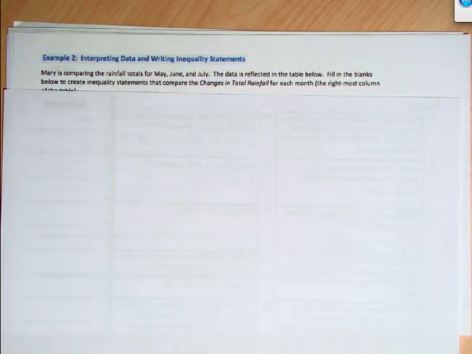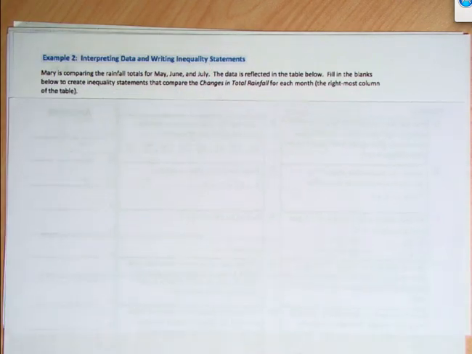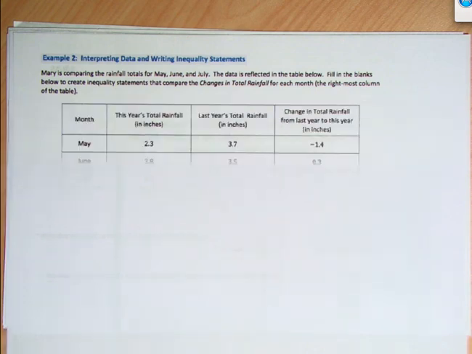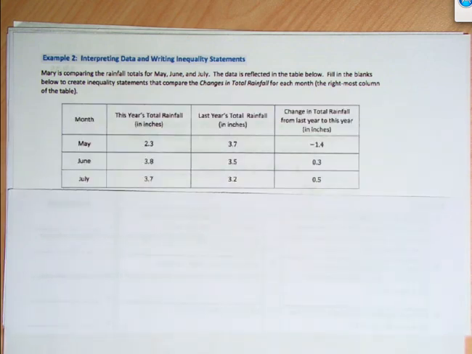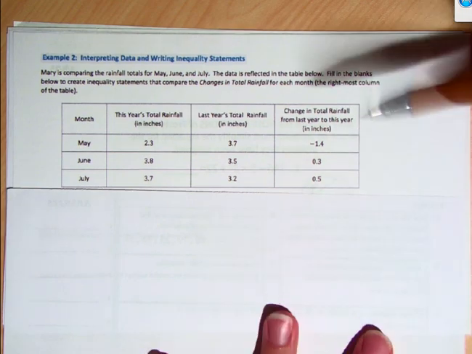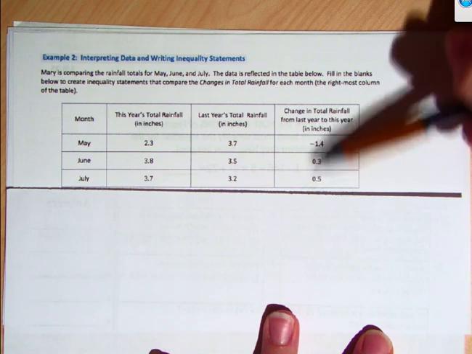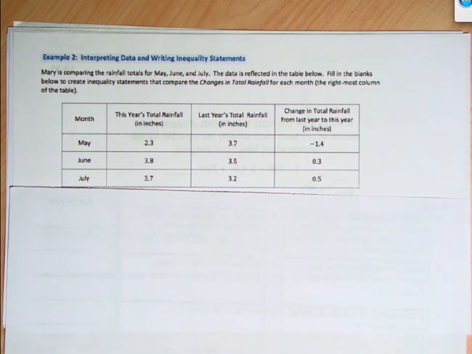We have another example here. It says Mary is comparing rainfall totals for May, June, and July. The data is reflected in the table below. Here's her table. Fill in the blanks below to create inequality statements that compare the changes in total rainfall for each month, the rightmost column of the table. So we're going to look at the changes here. So we're going to compare these changes the same way we just did on our last one.